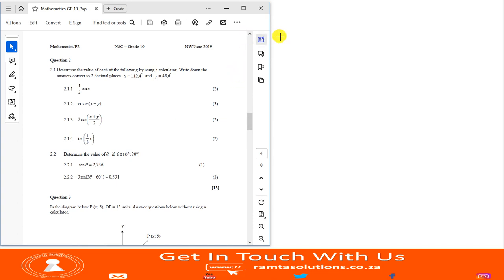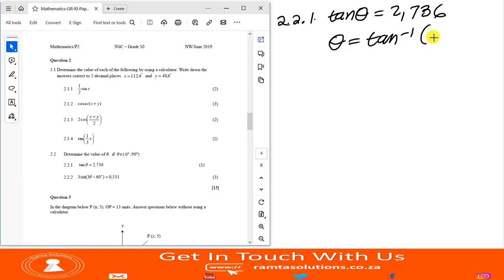Now, 2.2.1. We're looking at determining the value of theta. We're looking at tan theta equals 2.736. What do we need to do? We need to say theta equals tan inverse of 2.736. As you can see, this is 1 mark, guys. So what is theta? Remember, if you're using Casio, this is shift cos, or sorry, shift tan.